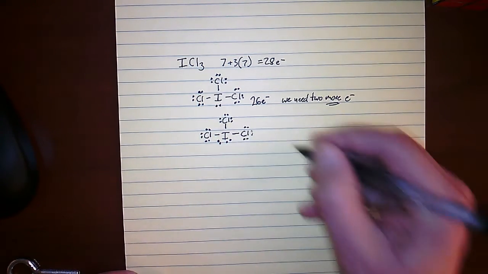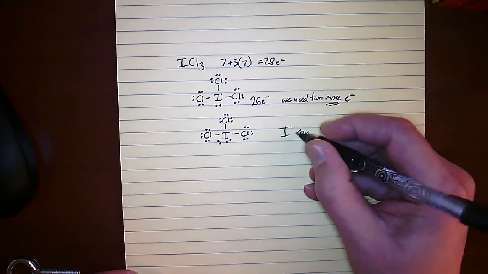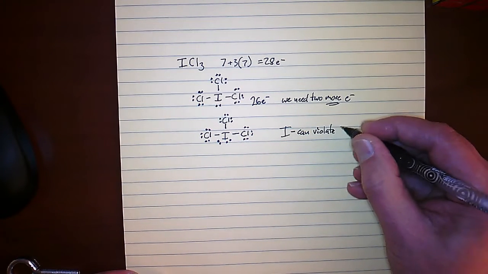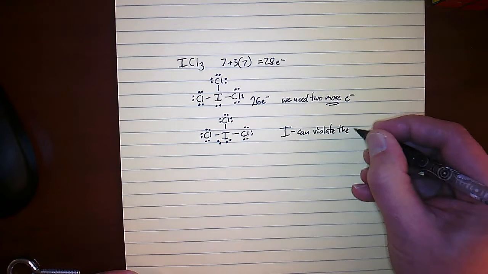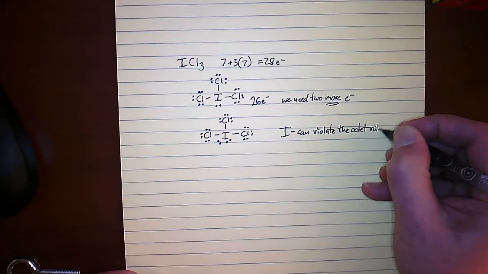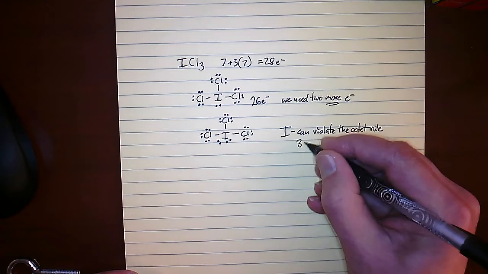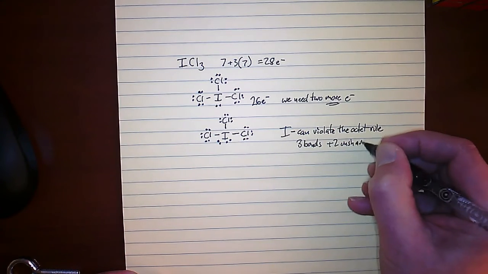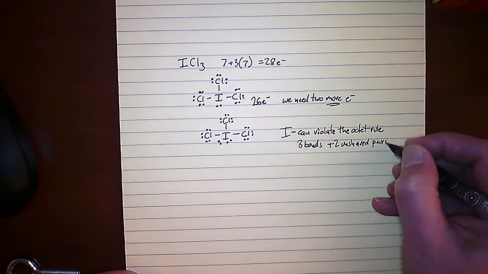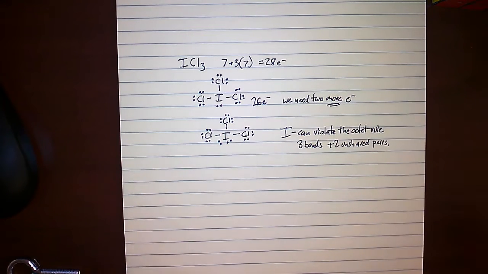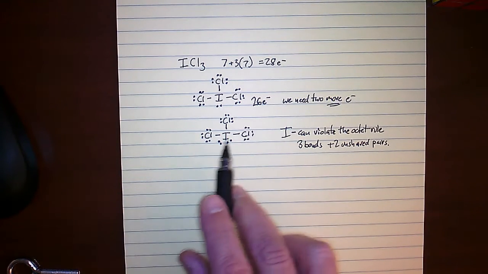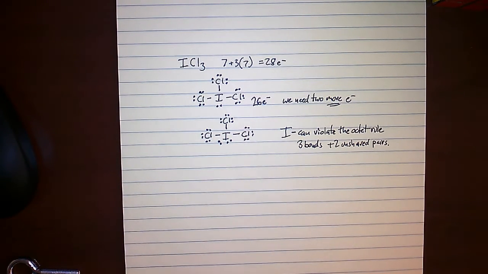And again, since iodine can violate the octet rule, we end up with three bonds plus two unshared pairs. Again, it's only 10 electrons, 2, 4, 6, 8, 10, right? Five groups of electrons around the iodine. But that works out great. And so we're going to see that this helps us predict the shape of the iodine trichloride molecule.